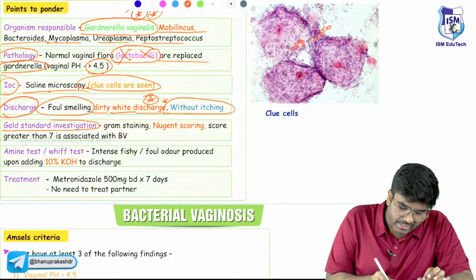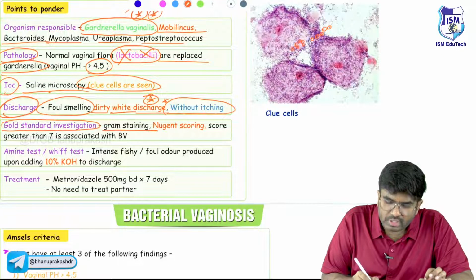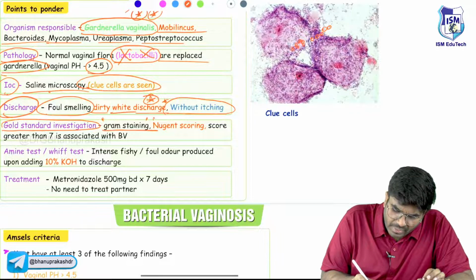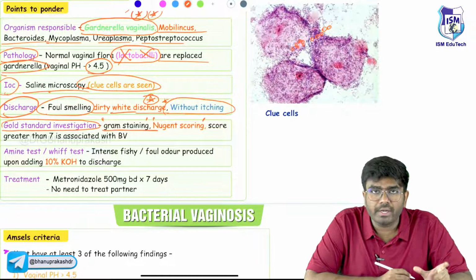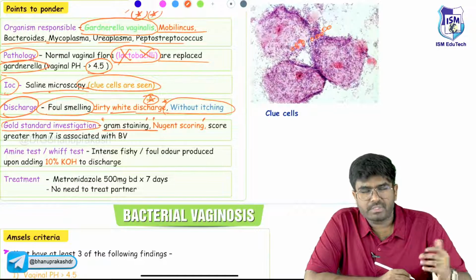Now, what is the gold standard investigation? The gold standard investigation is gram staining, to know the organism. So gram staining is done. Apart from that, there is a scoring system which is employed for the diagnosis of bacterial vaginosis.